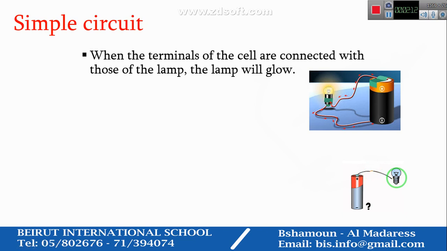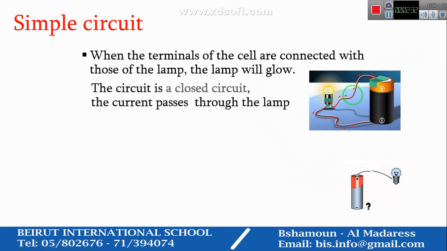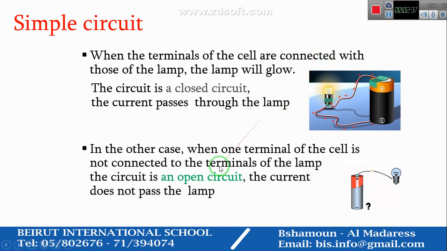To ensure that the lamp will light, we have to connect the terminals, which are the contact and the base of the lamp, to the two terminals of a suitable dry cell, thus constructing a closed electric circuit, as shown in the first figure in here. When the circuit is closed, the current passes through the lamp and the lamp will light up. In the second case, when one terminal of the cell is not connected to the terminal of the lamp, it's called an open circuit. The current cannot pass and the lamp will not light up.